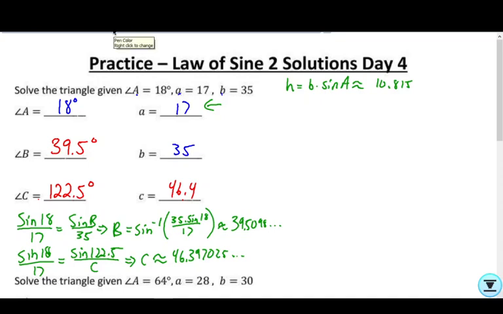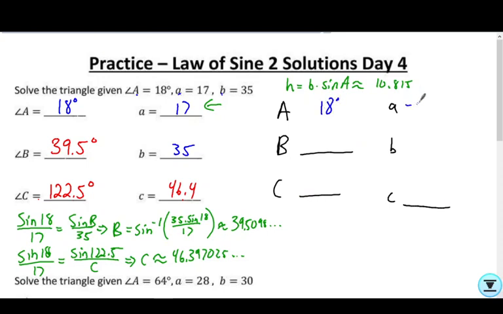All right, now second solution. A, B, and C, side A, side B, side C. So these are the three things we're going to find. We already know these. We start off with the same pieces of information. Okay, now whatever angle we solve for first, that's the one we're going to take and subtract from 180. So 180 minus 39.5 gives me angle B now, which is 140.5 degrees.